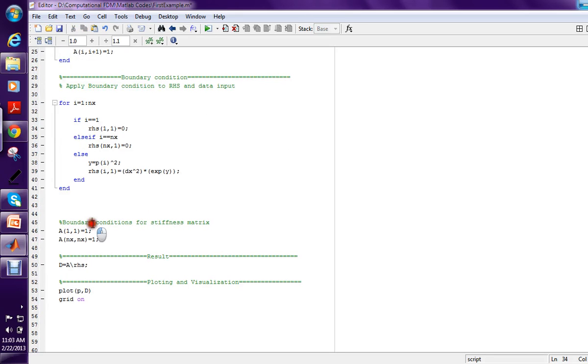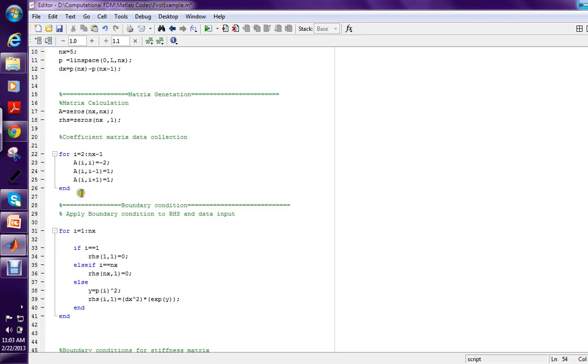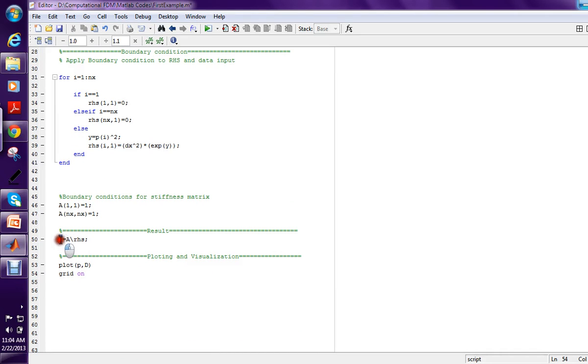So the boundary condition for the stiffness matrix: we know the first element, the coefficient of x0, is 1, and the last value, the coefficient of x5, is 1. So we have applied the boundary condition for the stiffness matrix. Then the result should be equal to A inverse. In MATLAB, if we use backslash, it is determined by A inverse times RSS, right? So we have got this, and then we plot P and D, where P means the distance, and with distance, what is the value? So we have got the value D here.